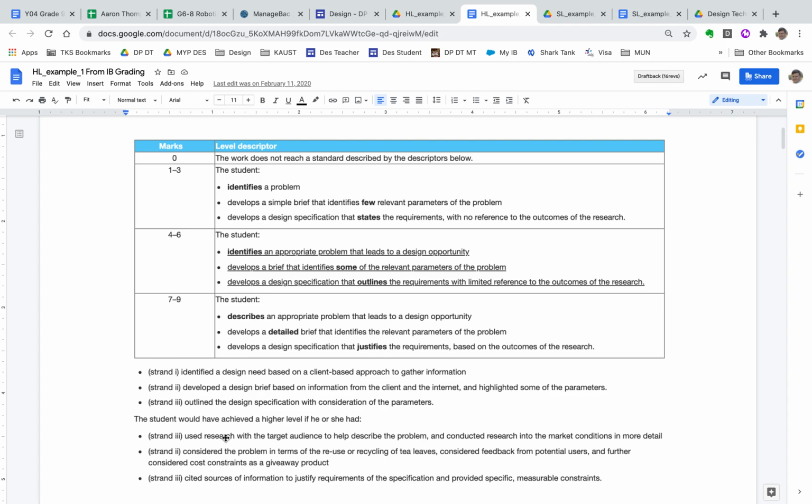That would have kicked their score up to the next level if they had done more user research, more target market research to help them. So questionnaires and surveys and interviews and observations and things like that. If they had done more of that, then they would have actually scored higher. So that is the big recommendation for strand A1: you really, really, really need to include target market research. It is very important if you want to score into the higher bands.